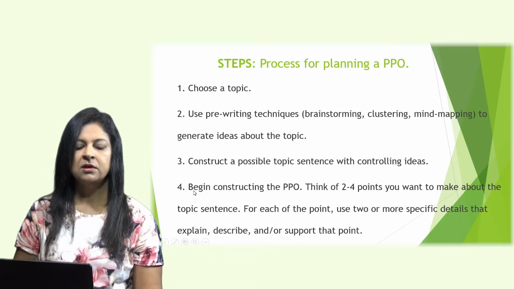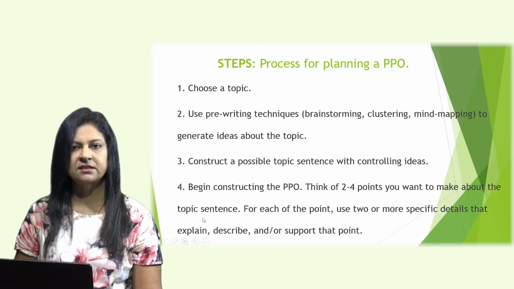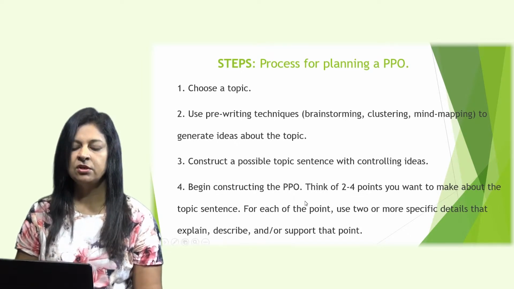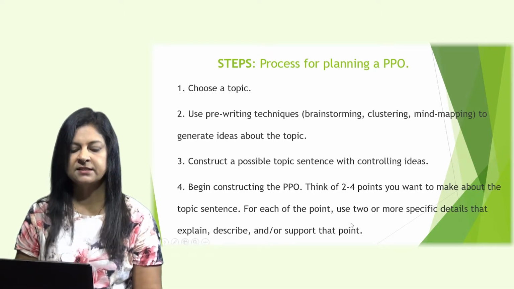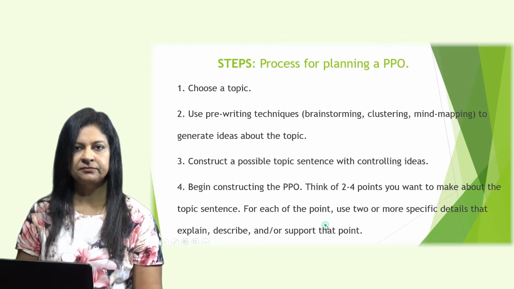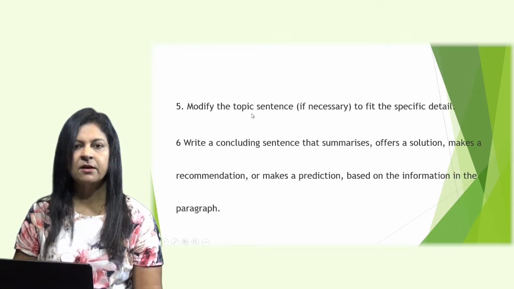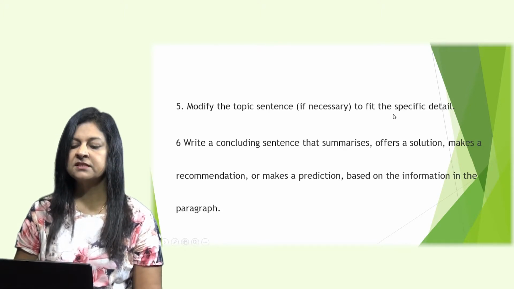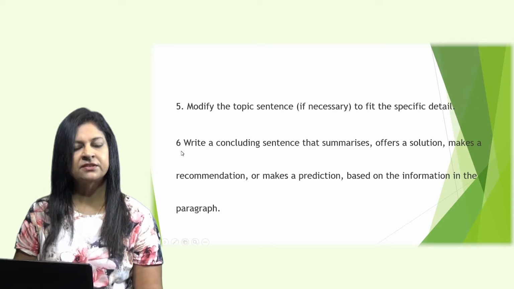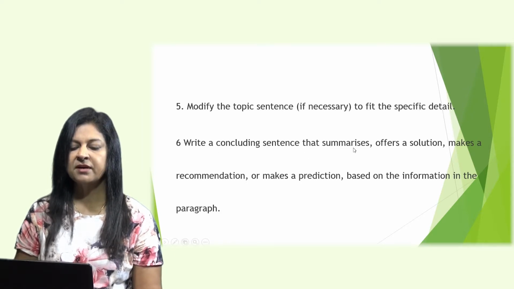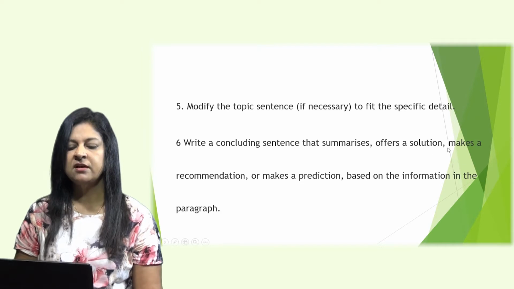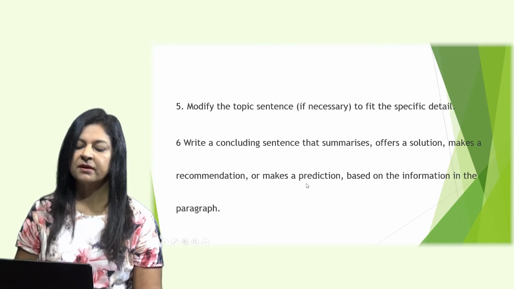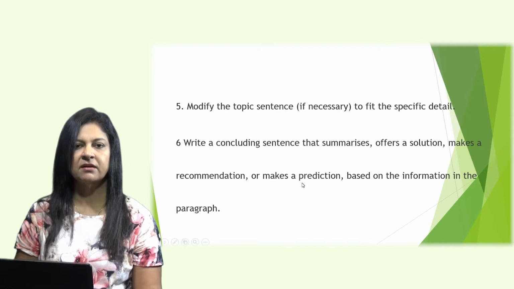Number 4, begin constructing the PPO, think of 2 to 4 points you want to make about the topic sentence. For each of the points, use 2 or more specific details that explain, describe, and support that point. Number 5, modify the topic sentence, if necessary, to fit the specific details. Number 6, write a concluding sentence that summarizes, offers a solution, makes a recommendation, or makes a prediction based on the information in the paragraph.